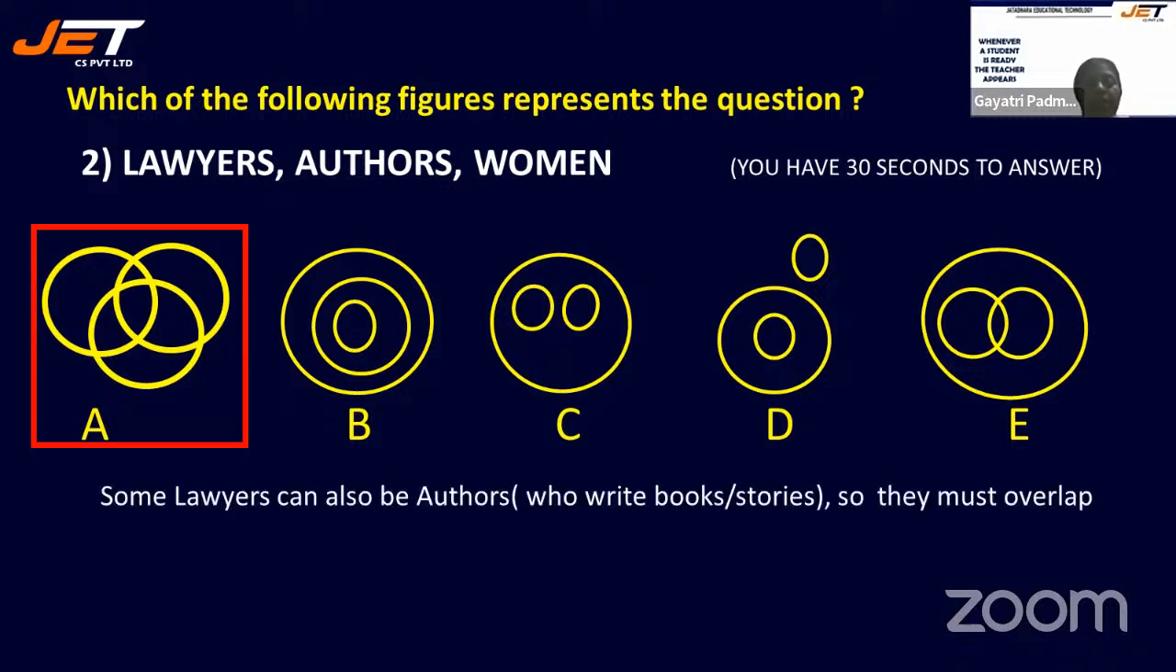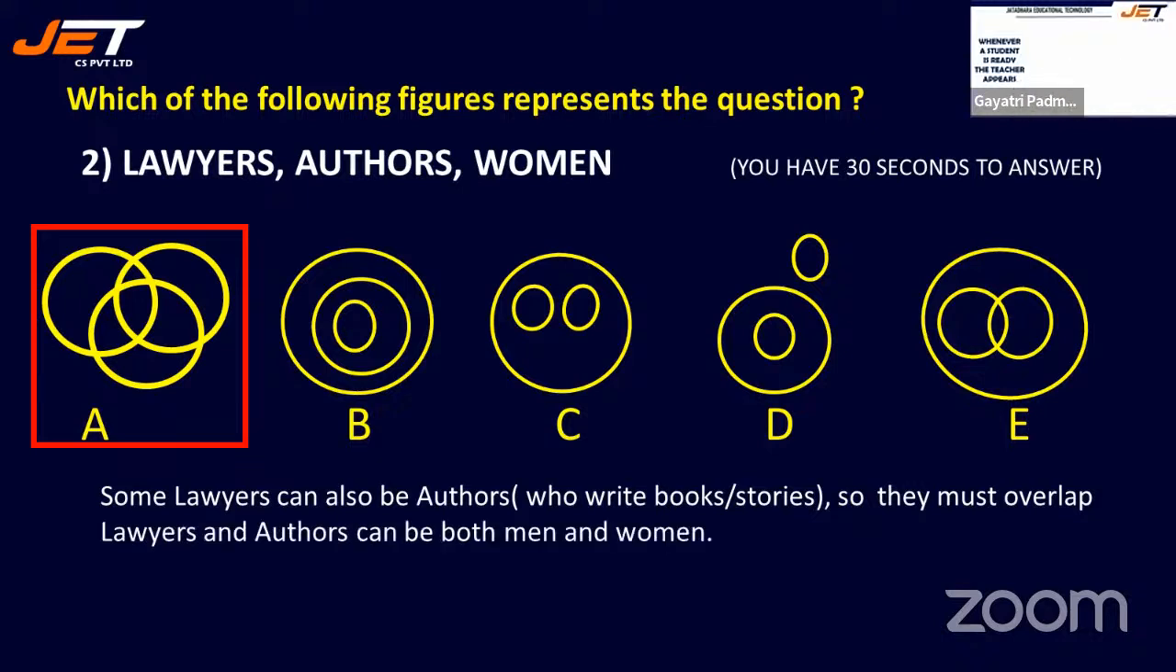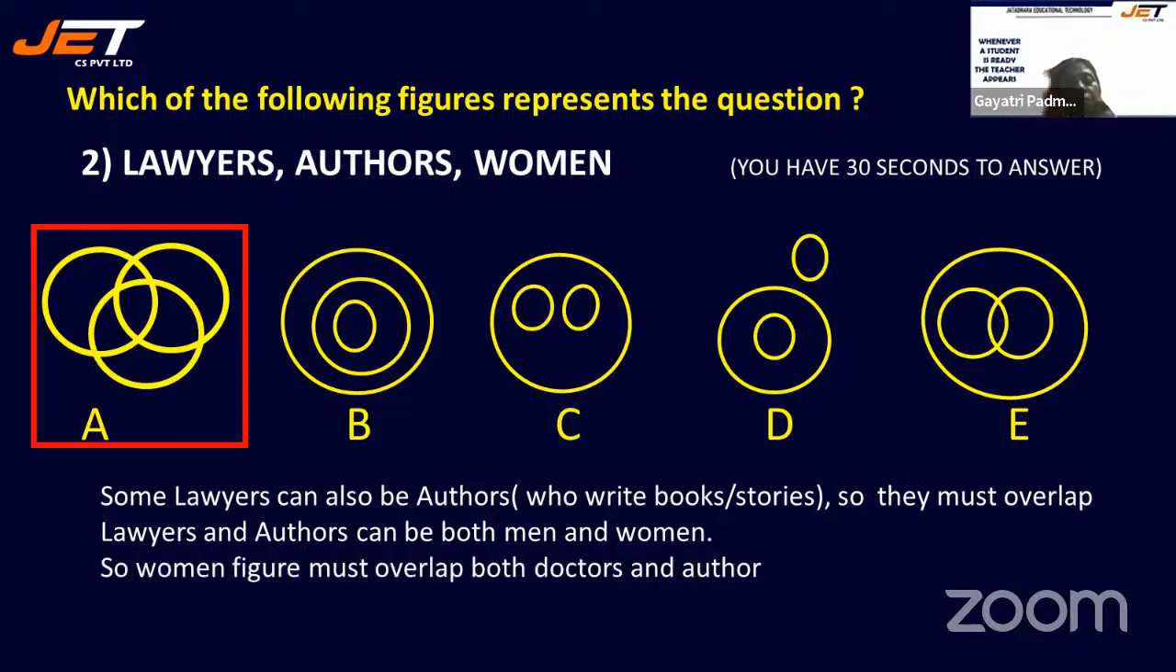Yes. See here, some lawyers can also be authors. Who are authors basically? They are those people who write books or stories. So they must overlap. Lawyers and authors can be both men and women. So the women figure must overlap both lawyers and authors. Right? So this is what I told you. Women can be both lawyers or they can also be authors.